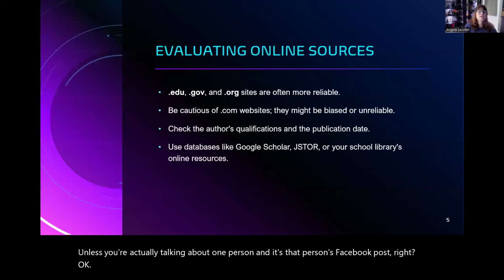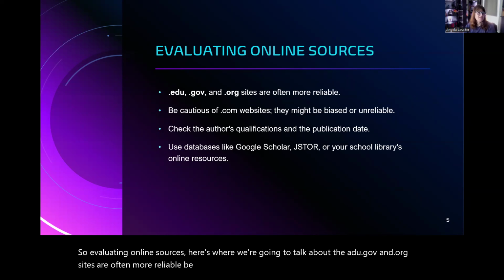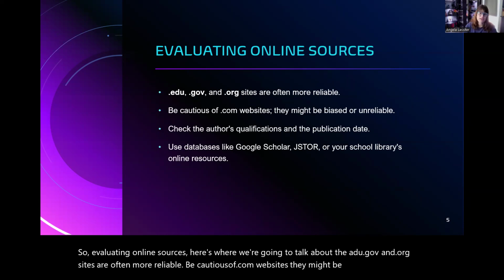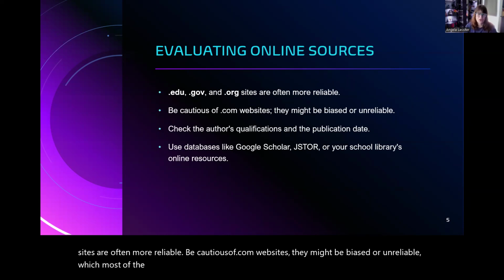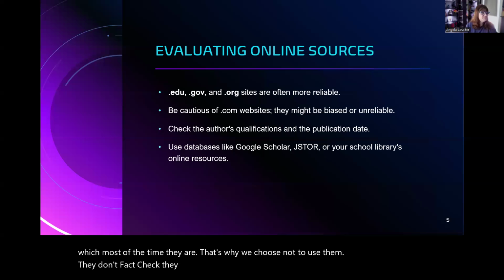So evaluating online sources. Here's where we're going to talk about how .edu, .gov, and .org sites are often more reliable. Be cautious of .com websites. They might be biased or unreliable, which most of the time they are. That's why we choose not to use them. They don't fact check. They just spew information.